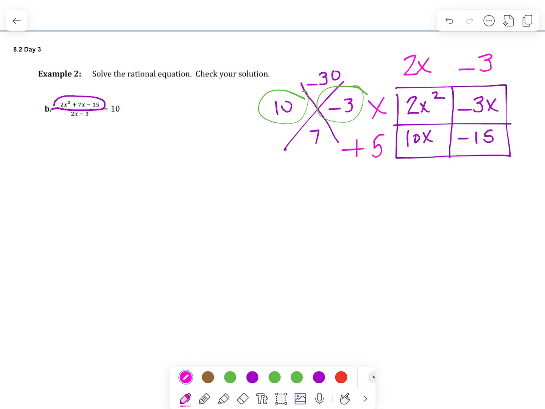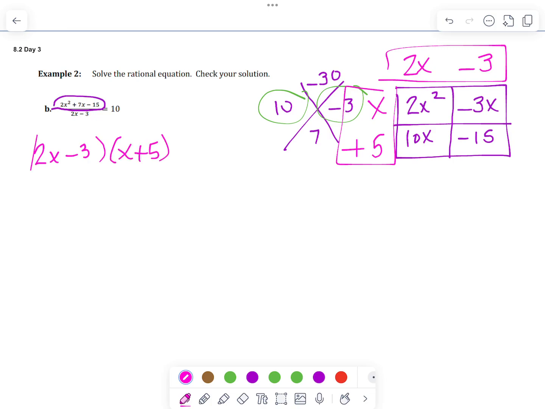So our factors are what's outside the two boxes. So we have 2x minus 3 and x plus 5. And then the denominator just stays as it is, equals 10. Now we're ready to cancel any common factors.